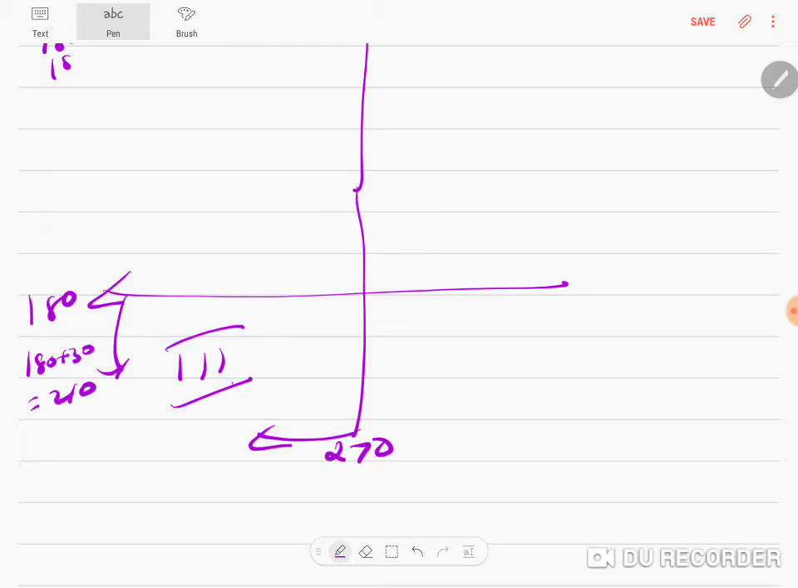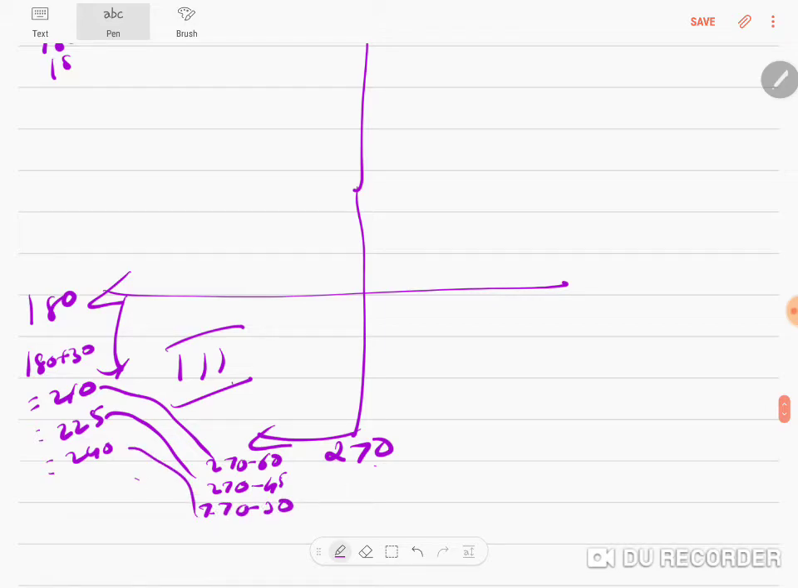An example of a third quadrant angle is 210. 180 plus 45 is 225. 180 plus 60 is 240. These are all examples of third quadrant angles. Similarly, 270 minus 60, 270 minus 45, 270 minus 30. Can you see, you can have two approaches to arrive at an angle in the third quadrant. A fourth quadrant angle will be 270 plus or 360 minus.